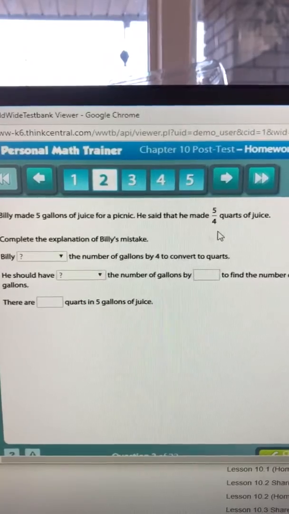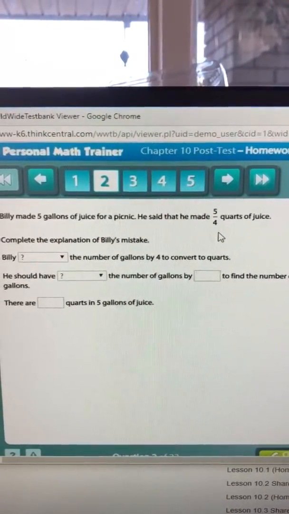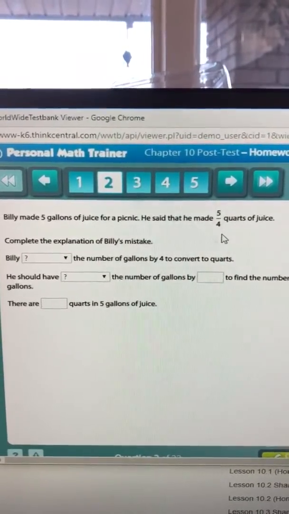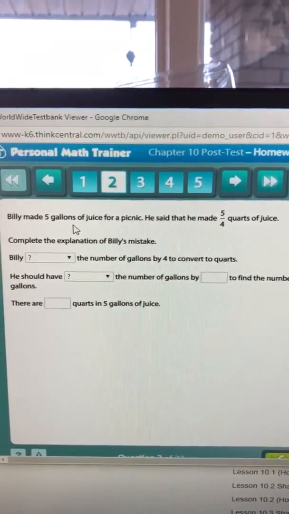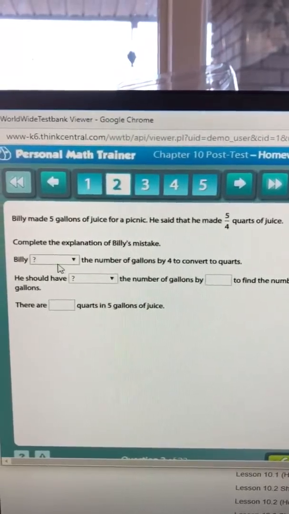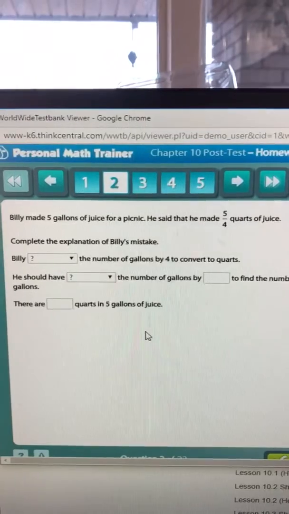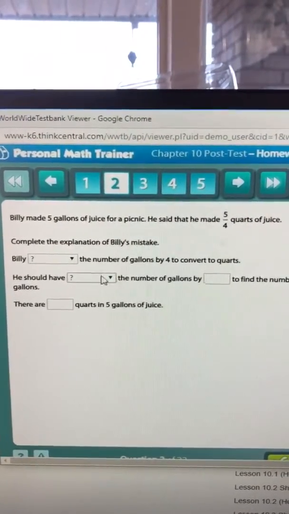5/4 quarts? If I convert quarts back to gallons, I would say 4 quarts in a gallon. So he made 1 1/4 gallons. So we know this isn't what happened. You need to figure out by converting quarts and gallons back and forth, multi-step word problem. So what did he do to make this kind of mistake?